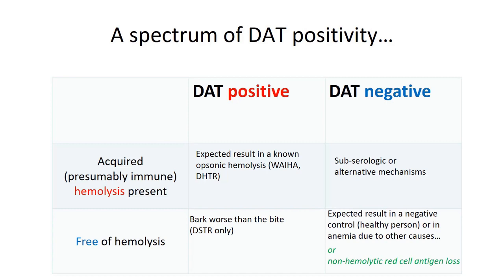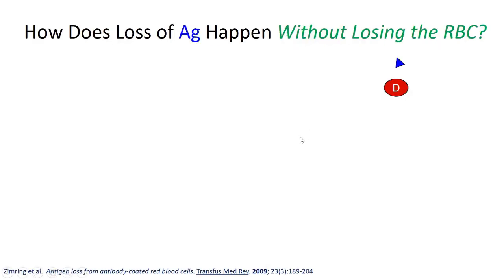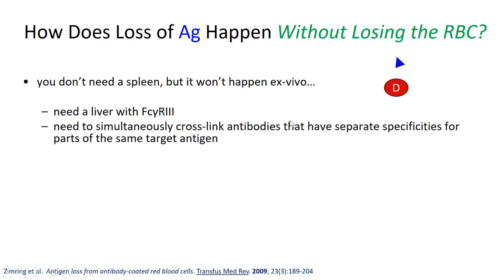And yet, when we sample them afterwards, we don't see the JK antigen on the phenotyped red cells in vivo, and we don't see a positive DAT either. How does this happen? Well, it appears to be a non-erythrodestructive antigen tearaway. It doesn't appear to need a spleen, but Jim Zimring has found, in mouse models at least, that this isn't something that can happen in a test tube. It probably requires a liver with Fc gamma receptor 3, and it probably needs simultaneous cross-linked antibodies with separate specificities for parts of the same target antigen.